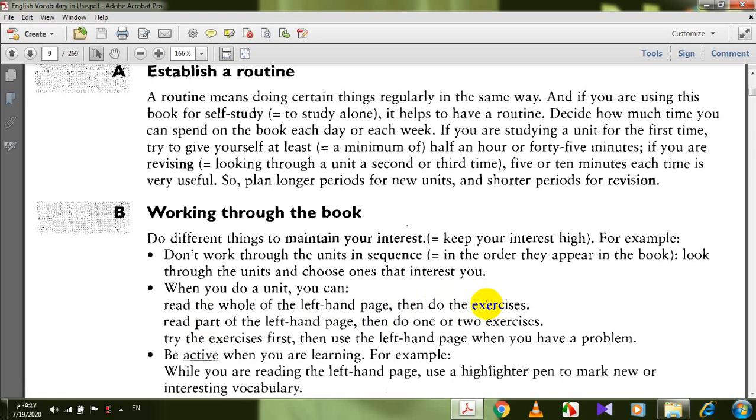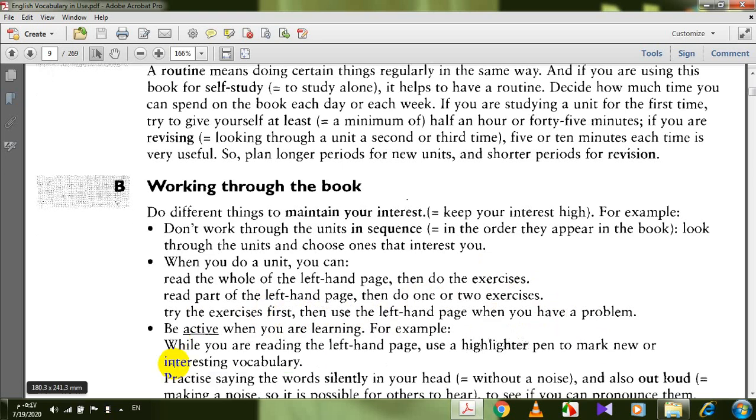When you do it, you can read the whole of the left-hand page, then do the exercises. So these are different alternatives. You can read the whole left-hand page, then do the exercises. Read part of the left-hand page, then do one or two exercises. Try the exercises first, then use the left-hand page when you have a problem. This is another alternative.